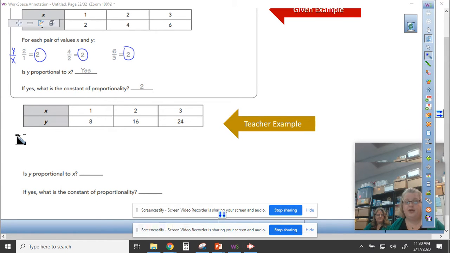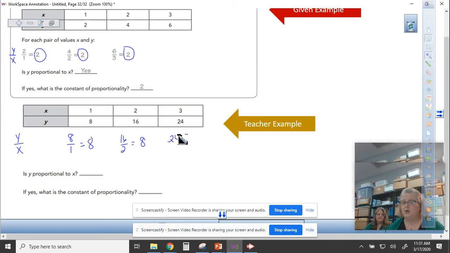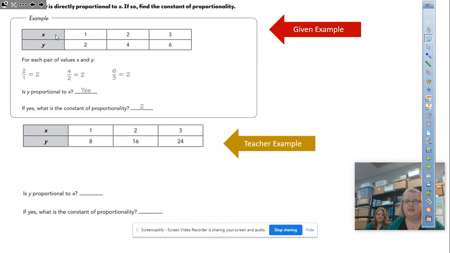On this one, if we look at y to x, we have 8 to 1. That simplifies down to 8. The next one is 16 to 2, and that one simplifies down to 8. The last one is 24 to 3, and that also simplifies down to 8. So is y proportional to x? The answer is yes. They all reduce down to the same value, and that constant of proportionality was 8. Let's quickly look at our next example.